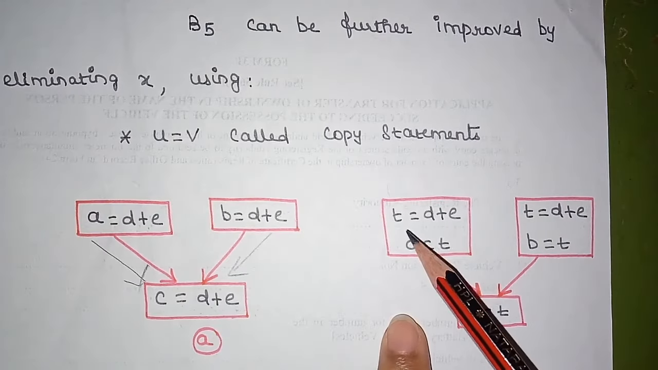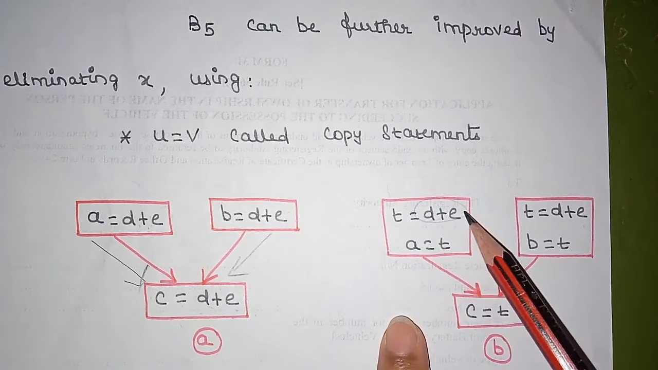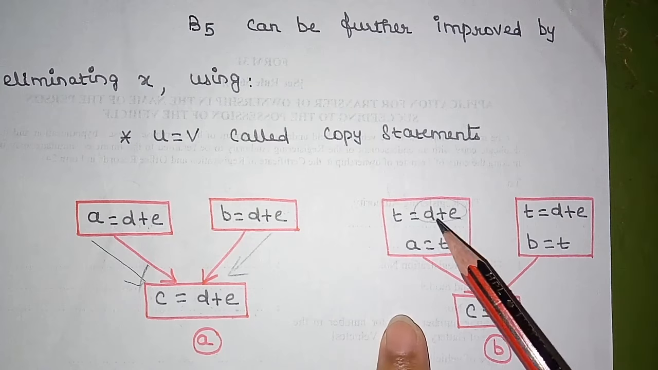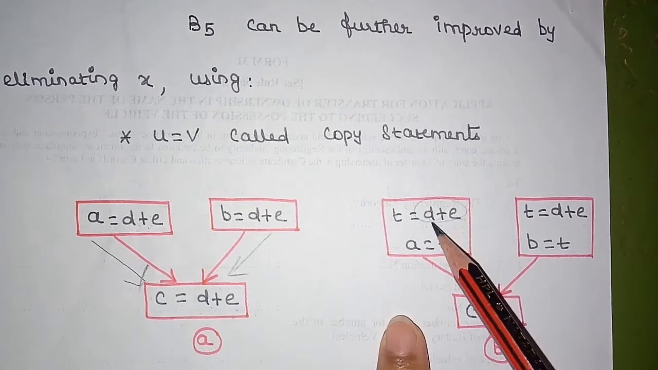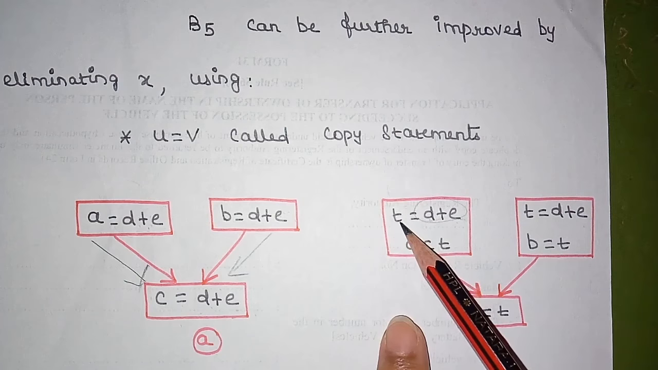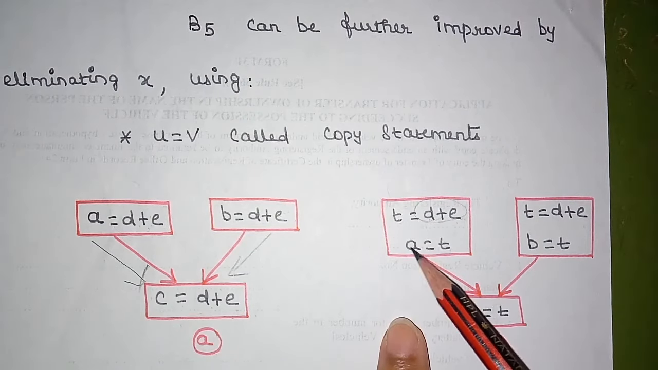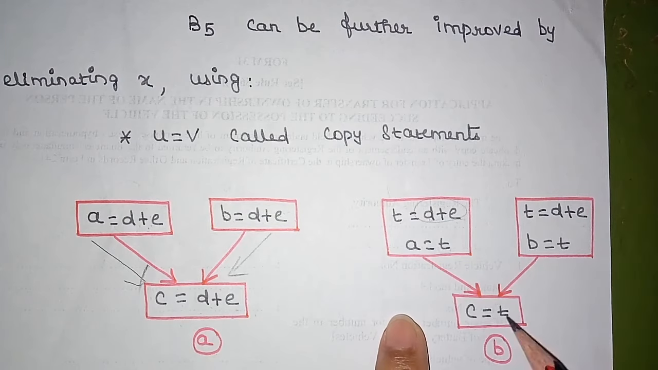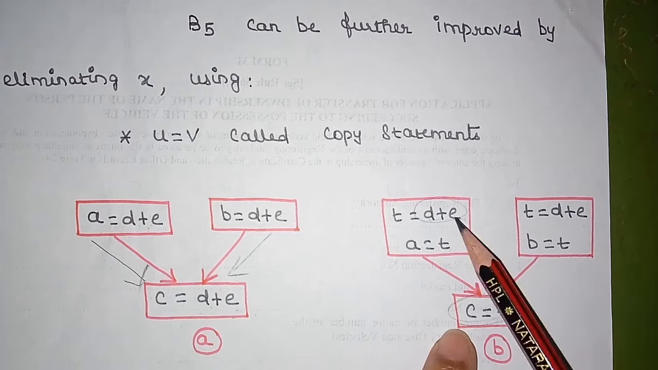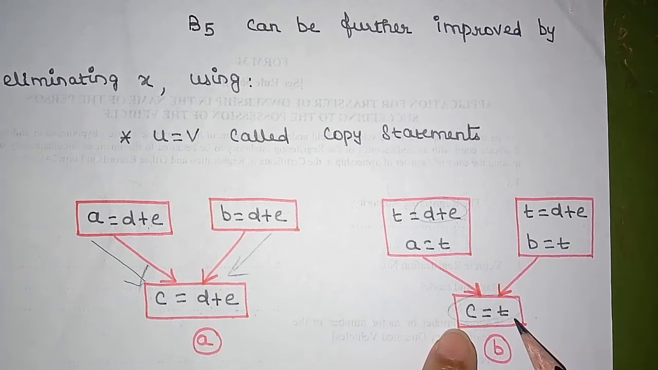When you look here, we have assigned this d plus e. That is, first we are evaluating this d plus e, and the result will be assigned to a temporary variable. After that, we are assigning this temporary variable to the variable a, and then coming to this block, we are not going to perform this d plus e again. Instead, we can just copy the value of t into c.